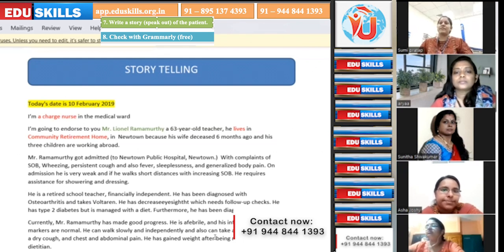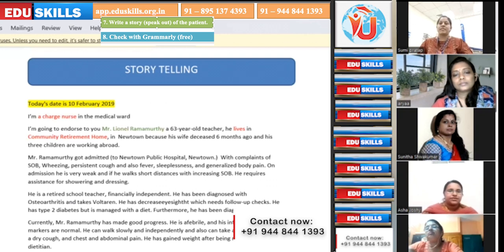Then, from the 4th to the 10th, he has already had full treatment. Currently, on 10th February, Mr. Ramamurthy has made good progress. His fever is normal, and inflammatory markers are also normal. Everything is okay, so the doctors decided to discharge him tomorrow. That means on 11th February, they are going to discharge him back to the community retirement home. There are some orders as follows.